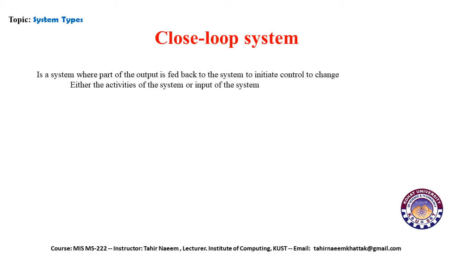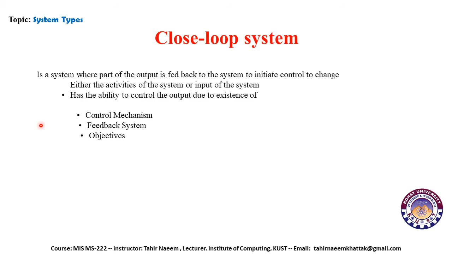The second one is the closed loop system. A closed loop system is a system where part of the output is fed back to the system to initiate control to change either the activities of the system or the input of the system. The closed loop system has the ability to control the output due to the existence of a control mechanism, feedback system, and objectives.